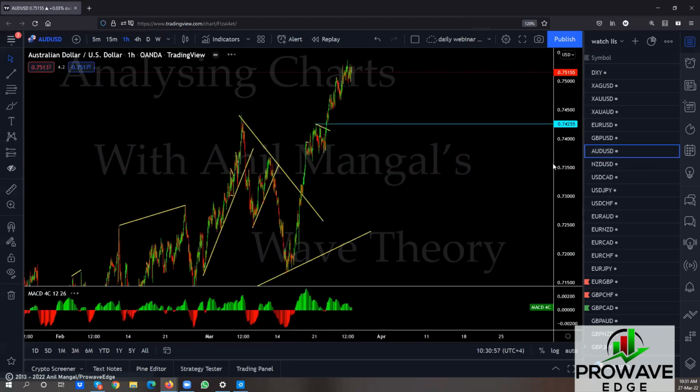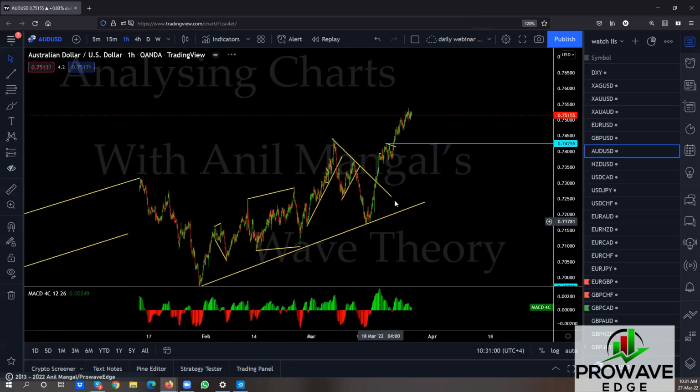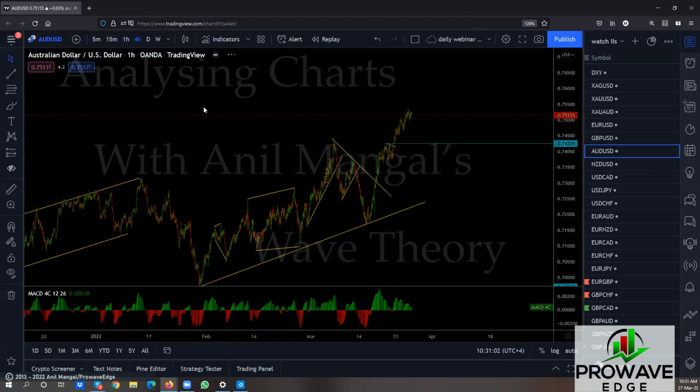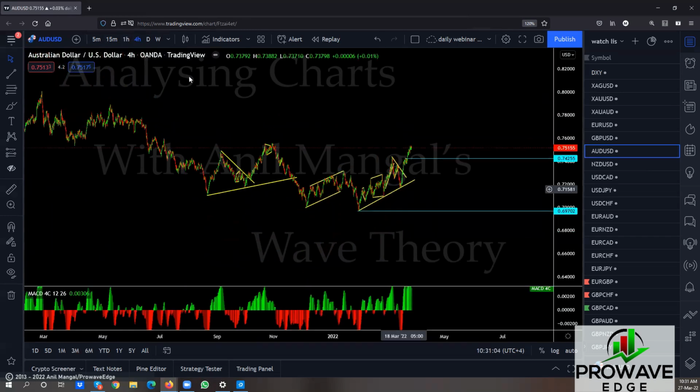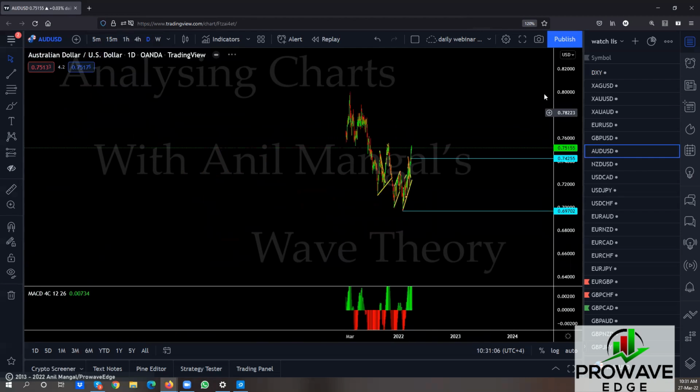Aussie. This one is easy. I think you all know. You can see the buy setup. You can see what we're doing. And watch this structure. Let me show you. I think I did the Aussie pairs, all the Aussie pairs.